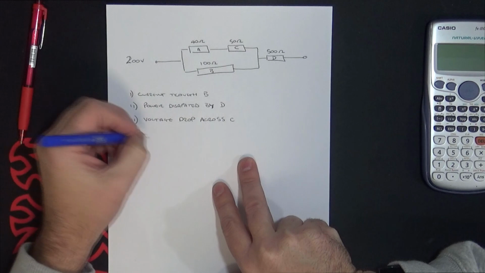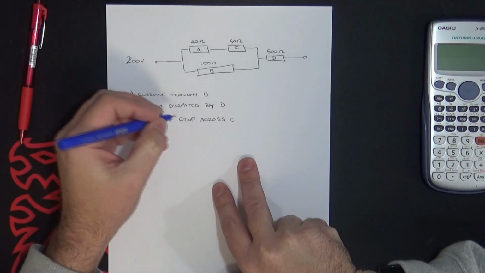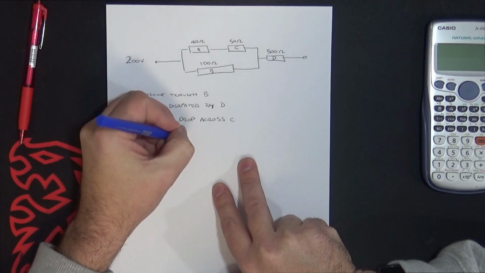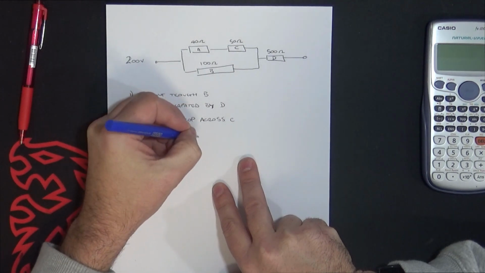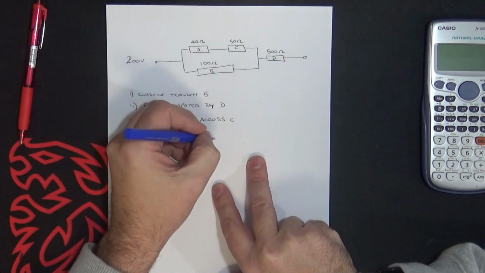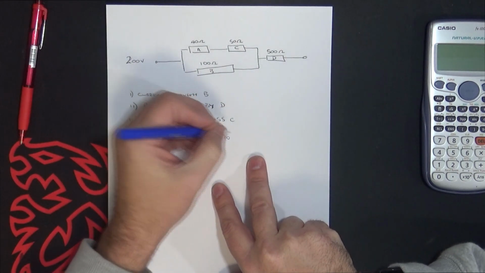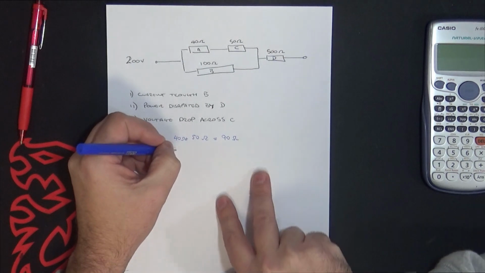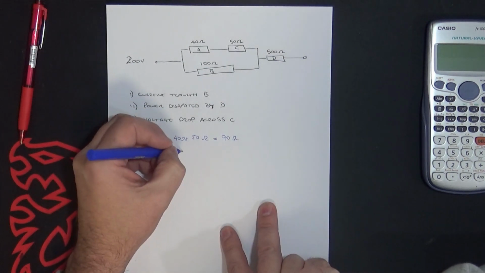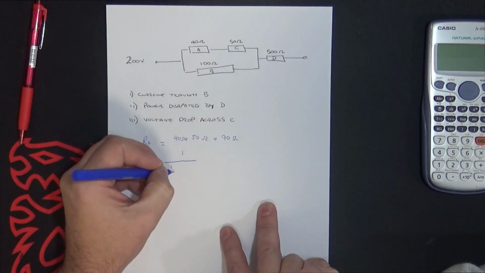So RT equals 40 plus 50 ohms equals 90 ohms. Then we need to do the parallel resistance calculation, which is this.